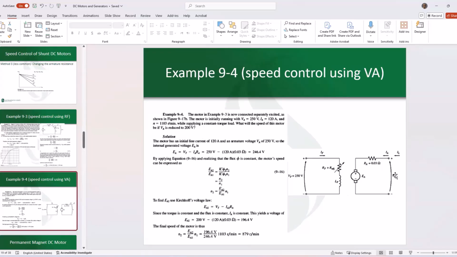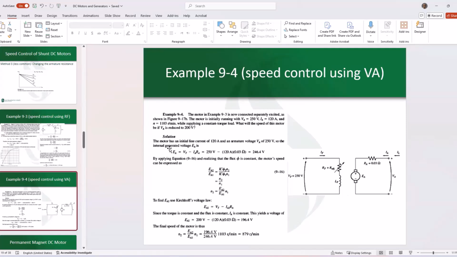Now we are reducing the armature voltage from the initial value of 250 to 200 volts. Again, the first guess, or an intelligent guess, is that because you are reducing the armature voltage, with the same constant torque you would expect your speed to reduce.